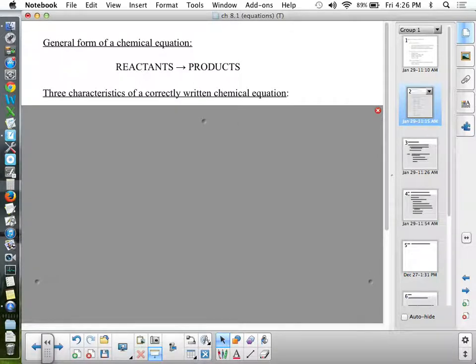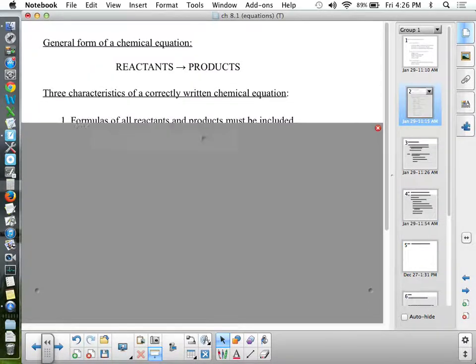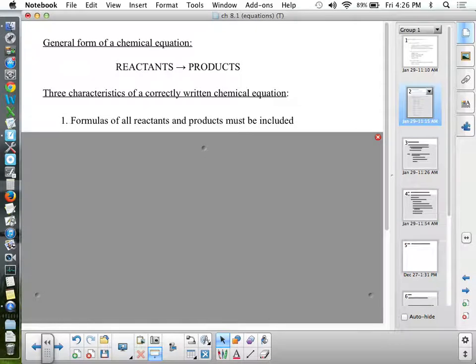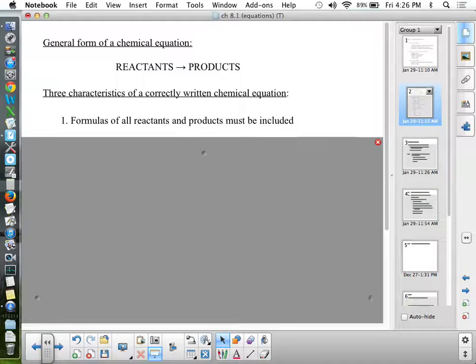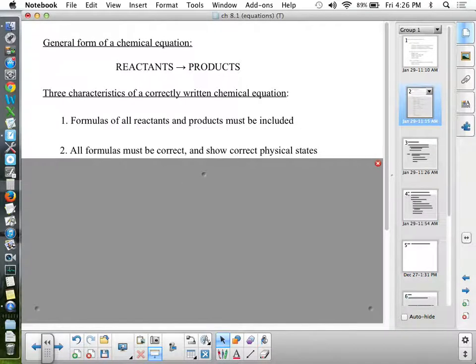So the question is, what must be the case for a chemical equation to be written correctly? Well, there are three characteristics that one always observes. The first characteristic is you have to include the formulas of all of the reactants and products. Any substance, whether it's an element or a compound, that takes part in the reaction on either side has to be included in the equation. Second characteristic is that all of the formulas have to be correct and they have to show the correct physical states of the reactants or products.